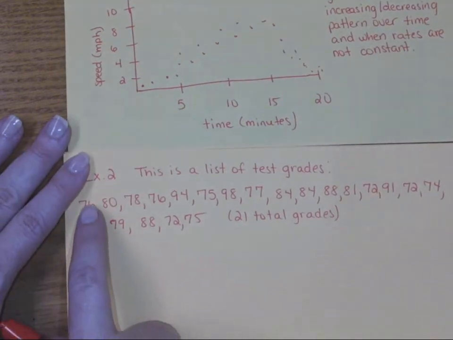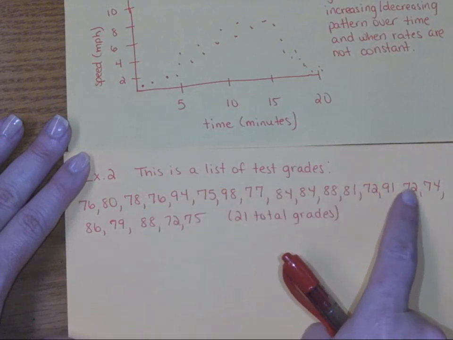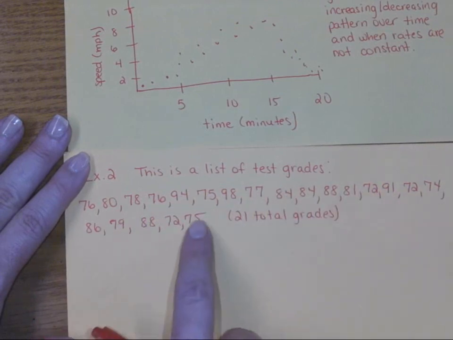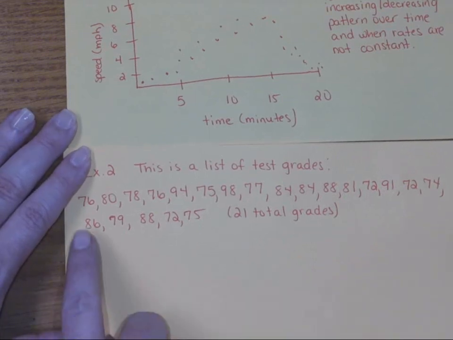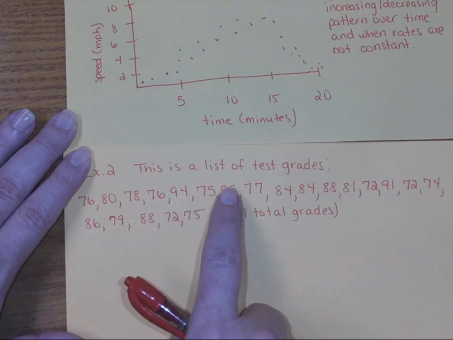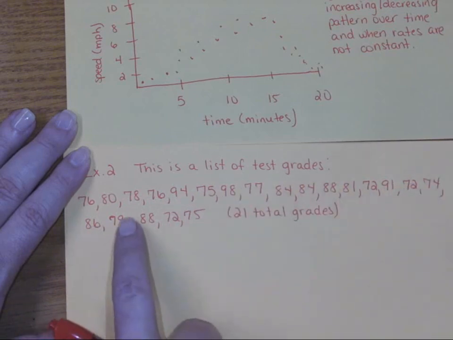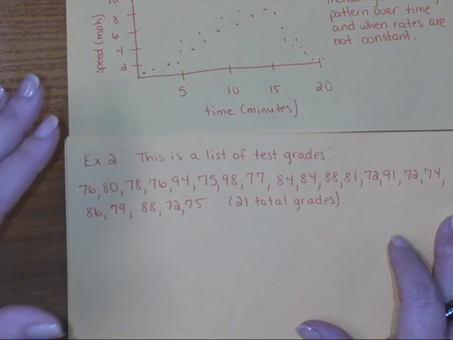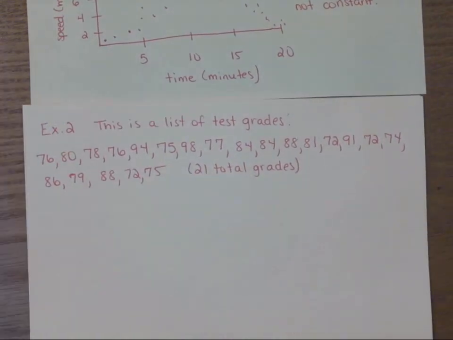Let me make sure I have 21. 1, 2, 3, 4, 5, 6, 7, 8, 9, 10, 11, 12. I think I said 22, but let me count again. Okay, I can't count, which is kind of a problem for a math teacher, right? So there are 21 grades. I just miscounted the first time.